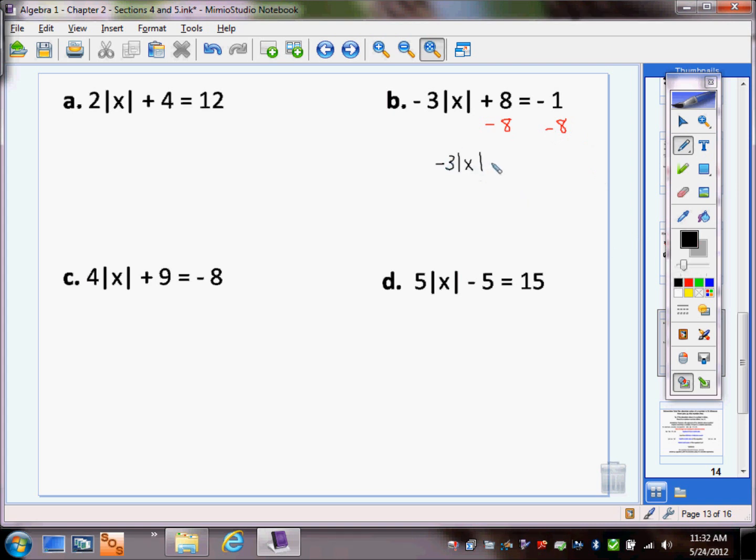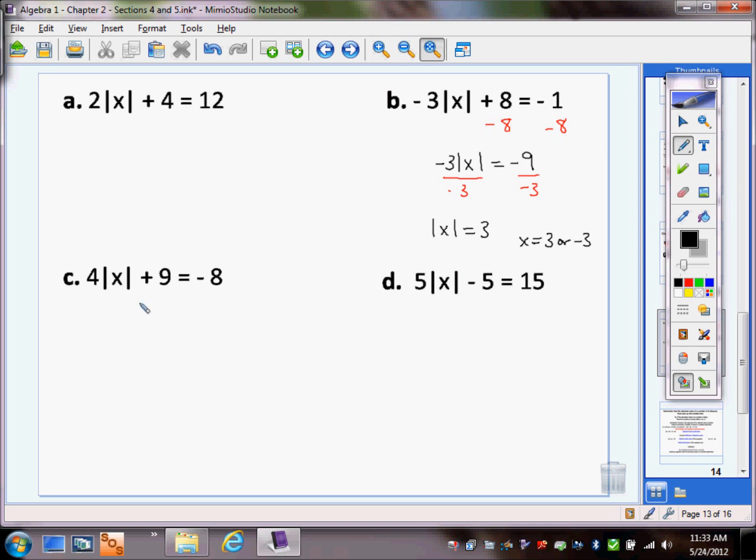Negative 3 times the absolute value of x is equal to negative 9. And now we said absolute value can't be negative, right? But I still have this here to deal with. So I'm going to divide both sides by negative 3. And a negative divided by negative is positive. So I can do this. So x equals 3 or negative 3.